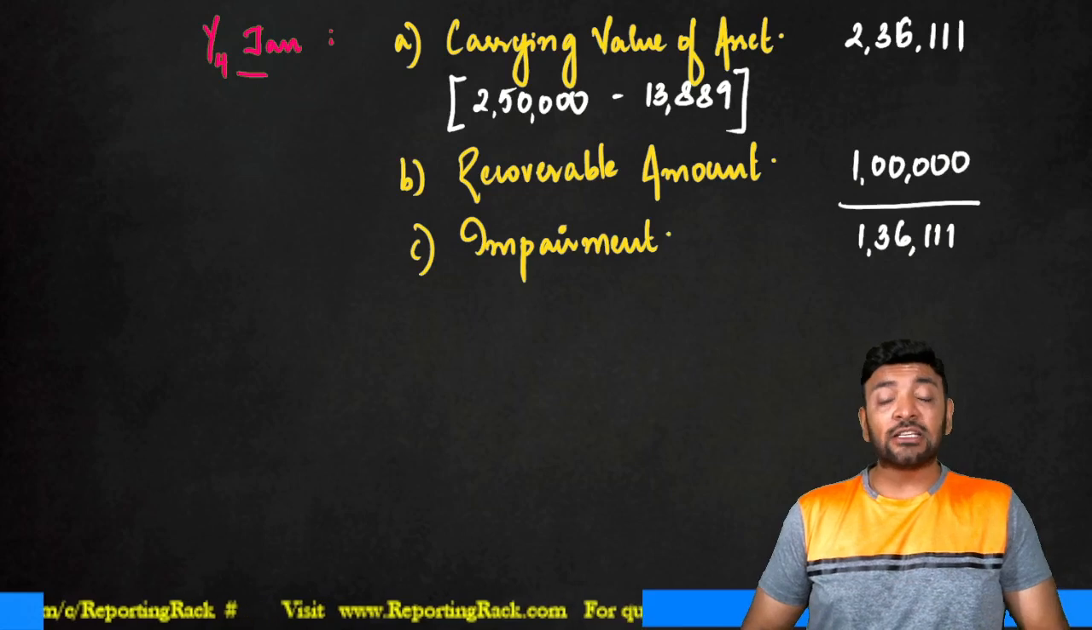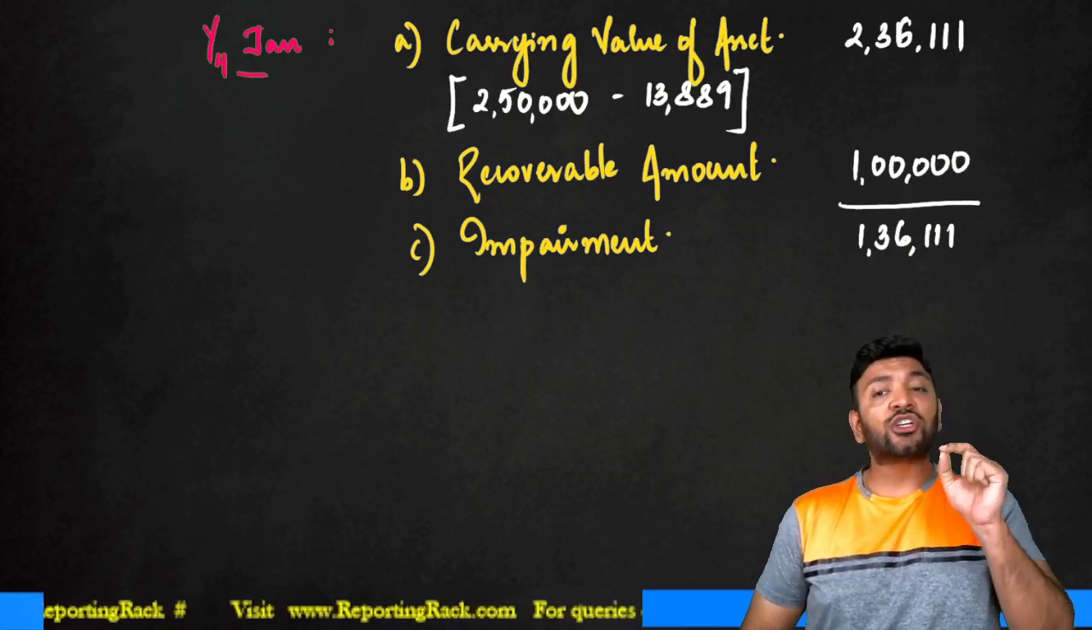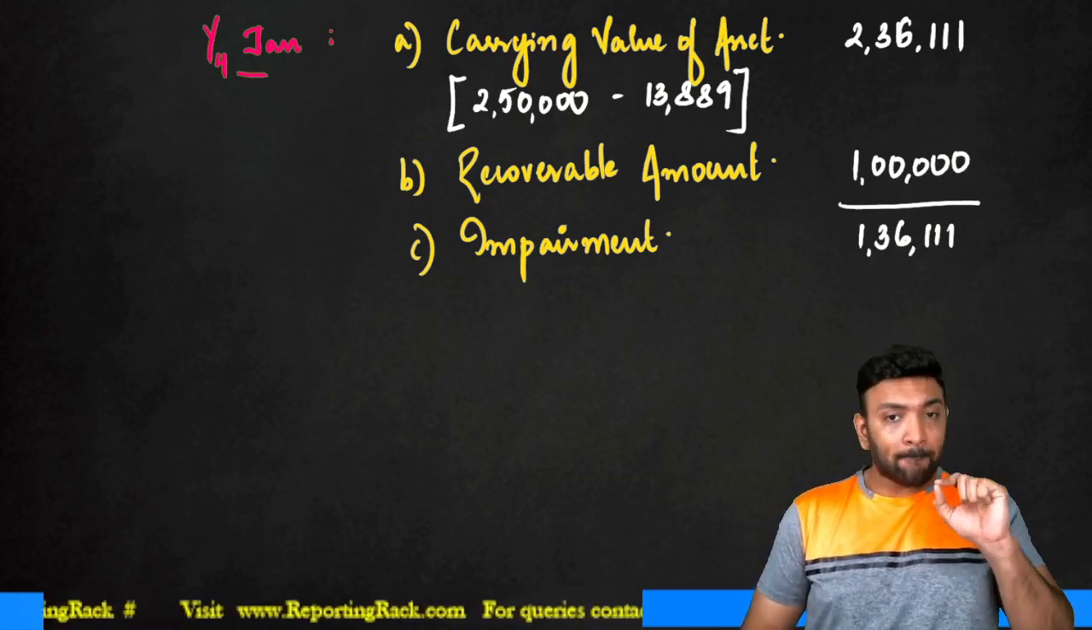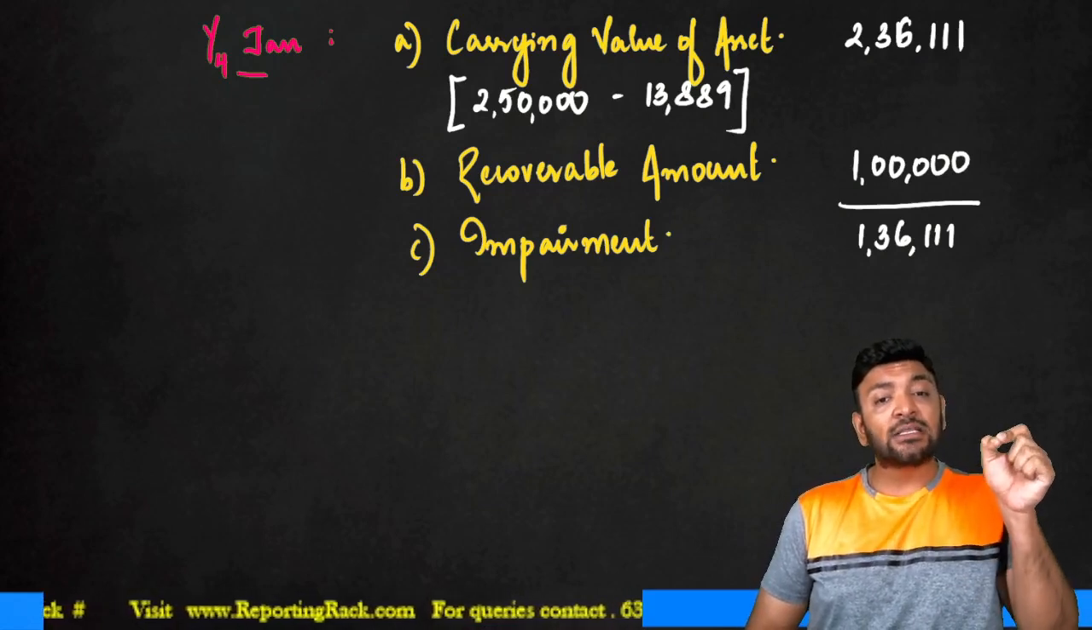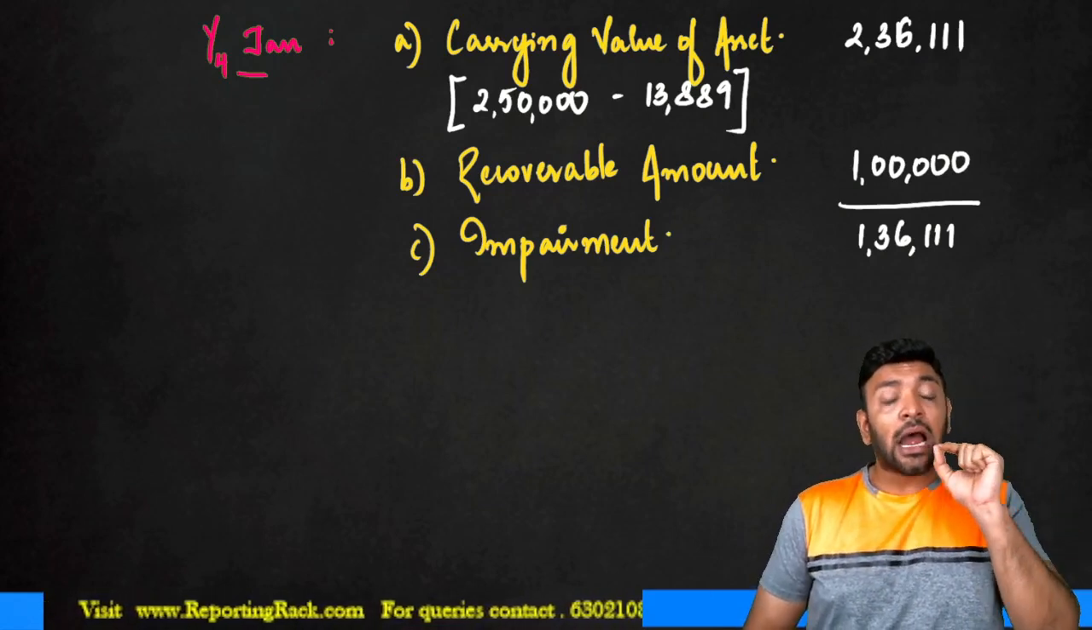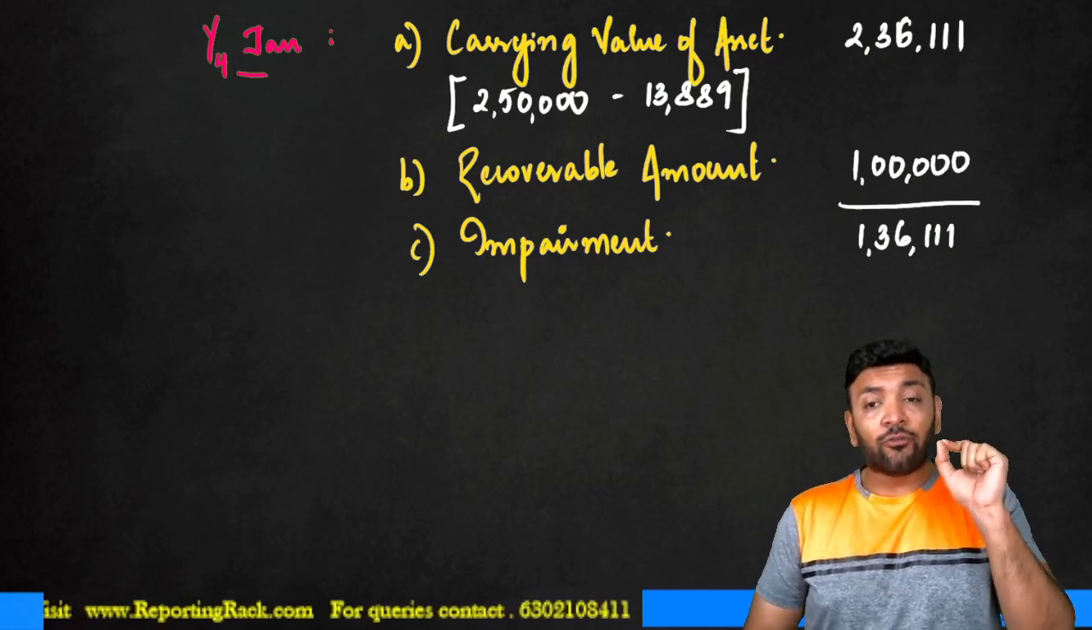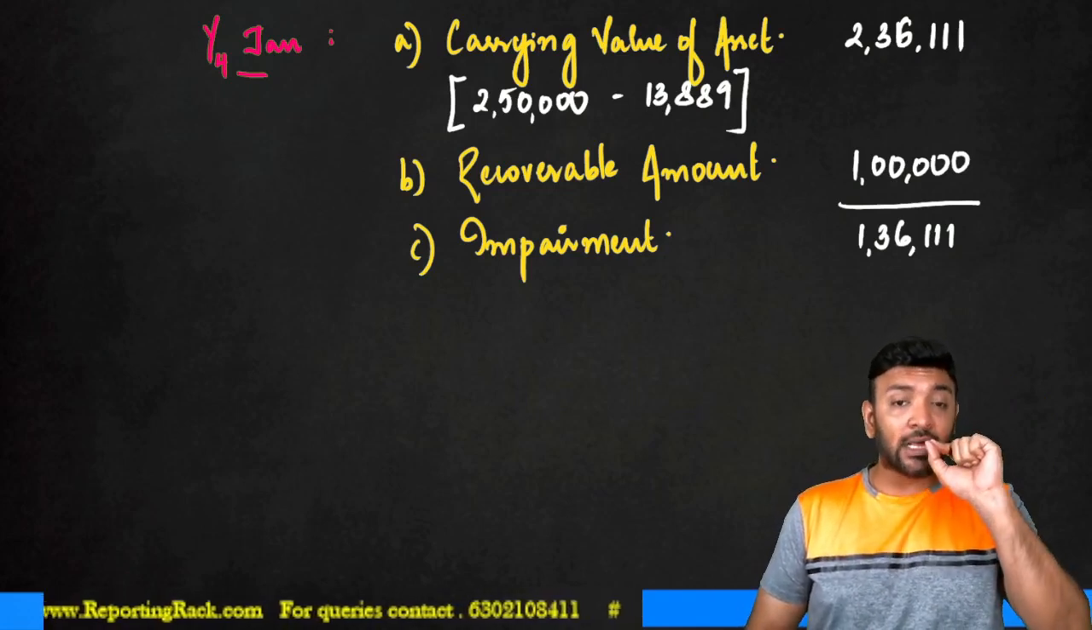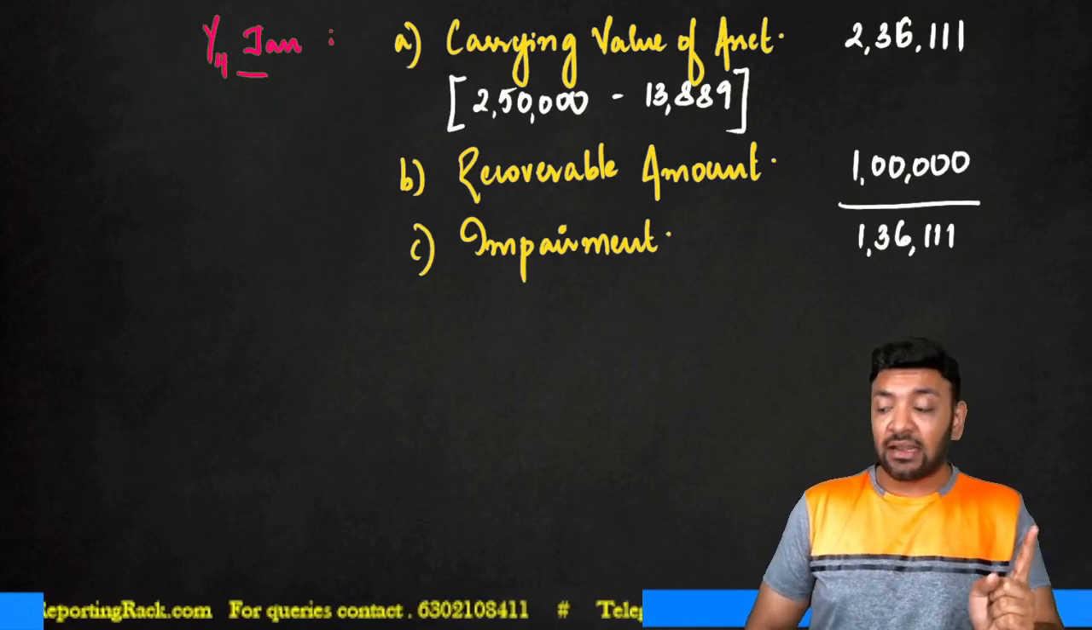What is the treatment of this impairment? The impairment loss should have been transferred to P&L. But since the asset was upward revalued earlier, I will reduce the impairment from the revaluation surplus to the extent available. The balance I will transfer to P&L.